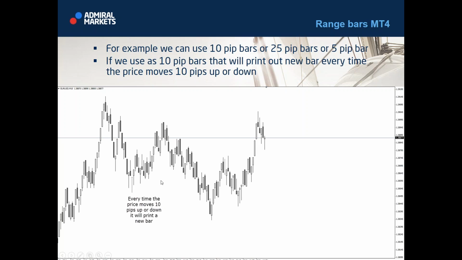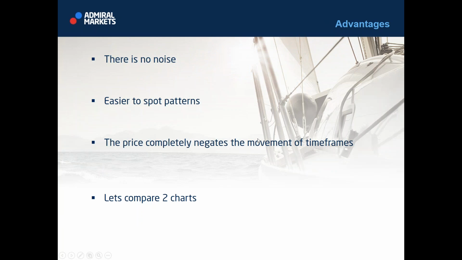So here you can see 10 pip bar, range bars going up and down. It's different compared to traditional candlesticks. So you can see it clearly here. Every time the price moves 10 pips up or down, it will print out a new bar. Here, as you can see, it's going up and then it reverses to the downside. But it's good, okay? And you will see why. There are some filters we need to apply in order to trade it successfully.